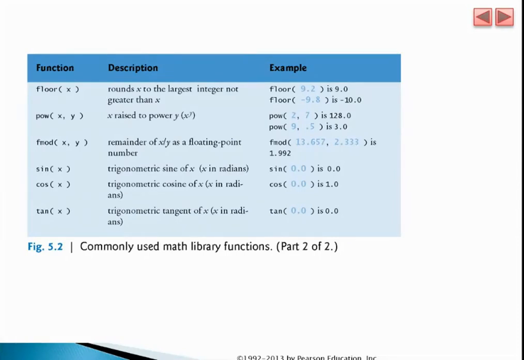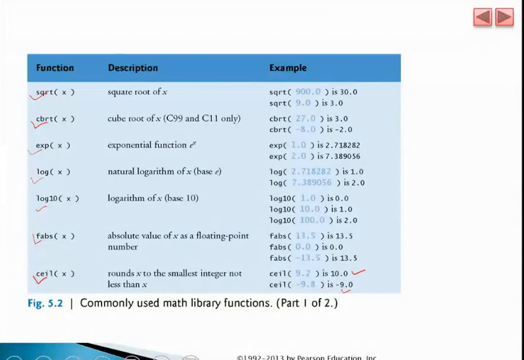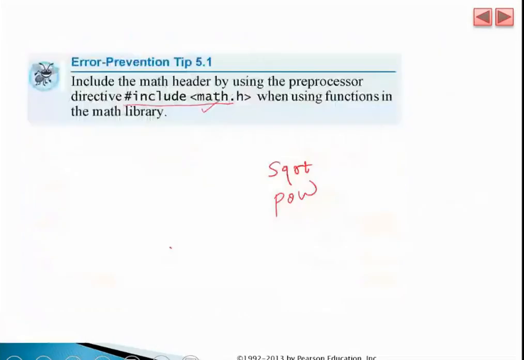The power function we have already seen. There is the fmod function, which tells us the remainder of x divided by y as a floating point number. Then sine, cosine, tan. These are geometric calculations that you can do using the math library. All these functions are defined in the math library. If you want to use any of these functions, just include math.h, and depending upon the requirement of the function, you have to pass the arguments.